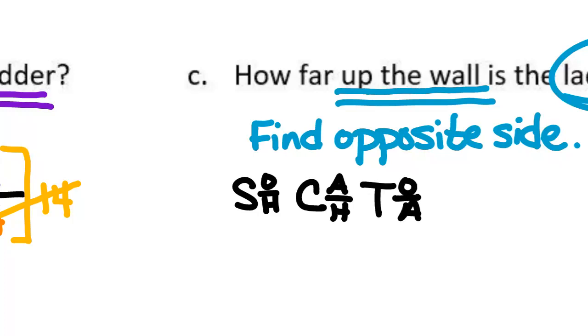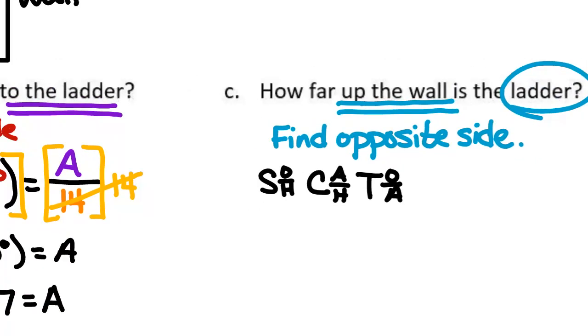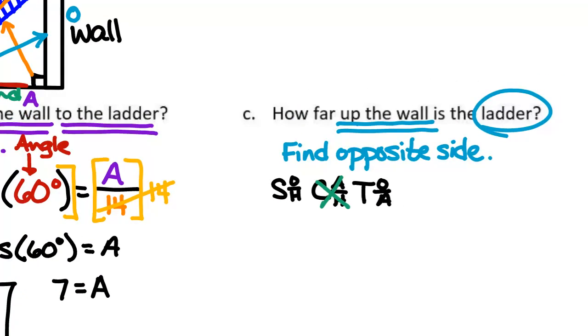SOHCAHTOA. We want to find the opposite side, so I have to get rid of which one immediately? I have to get rid of cosine. That doesn't use the opposite side at all. So is it sine or is it tangent? Sine.